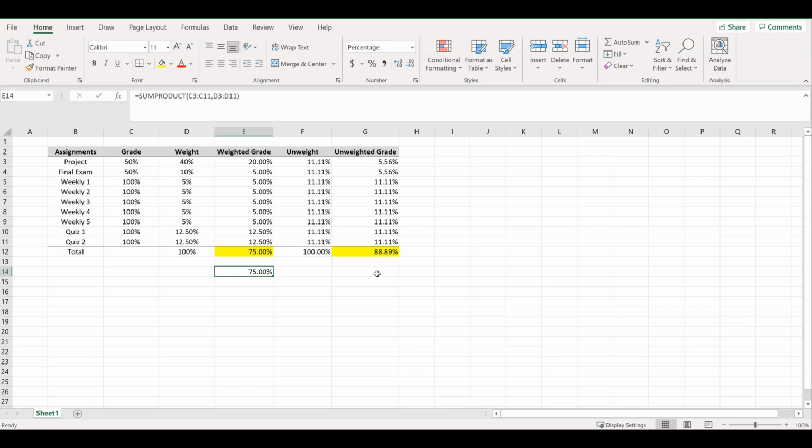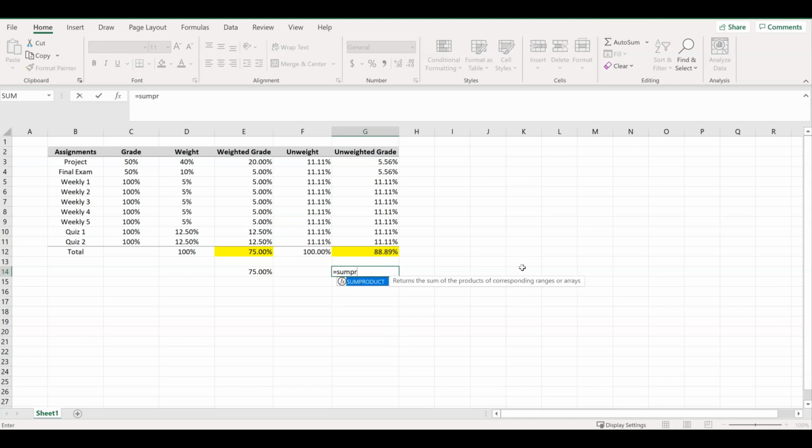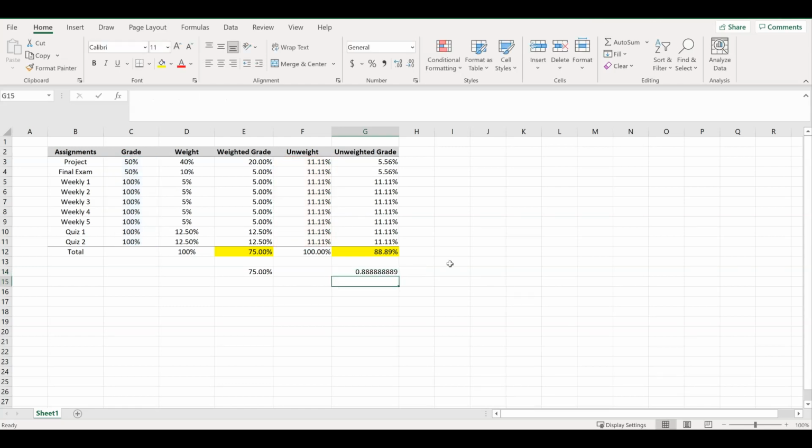And in this case, and I'll be very explicit about this, so SUMPRODUCT again here. And the two arrays that we would like to multiply are the grade, again, from rows 3 through 11 in this case, and then the unweights. And that will give us 88.89%. And I will do the formatting. And this is my validation, right?